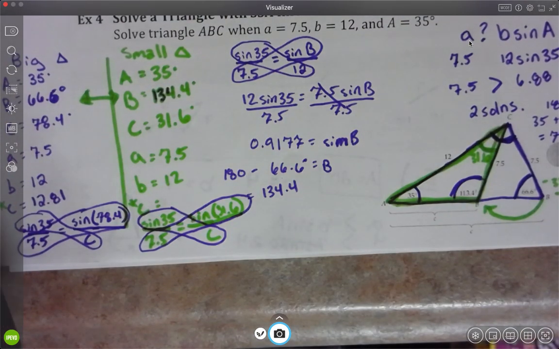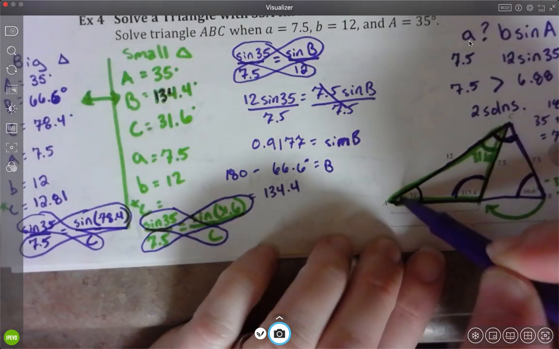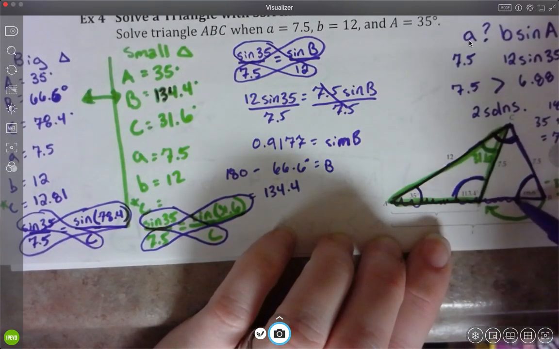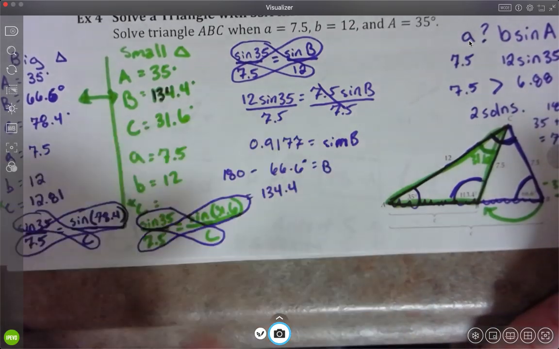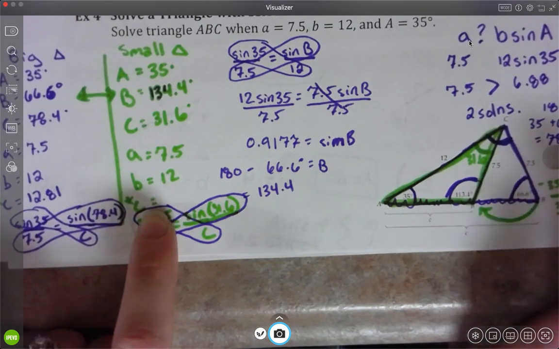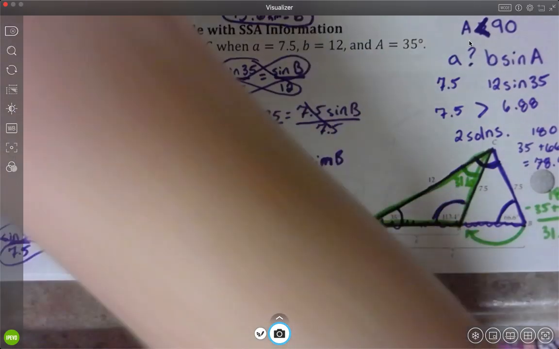That's this length. Now, that again is the length of this bottom side here, c. So I know that my c over here for the green triangle should be something less than that 12.8.